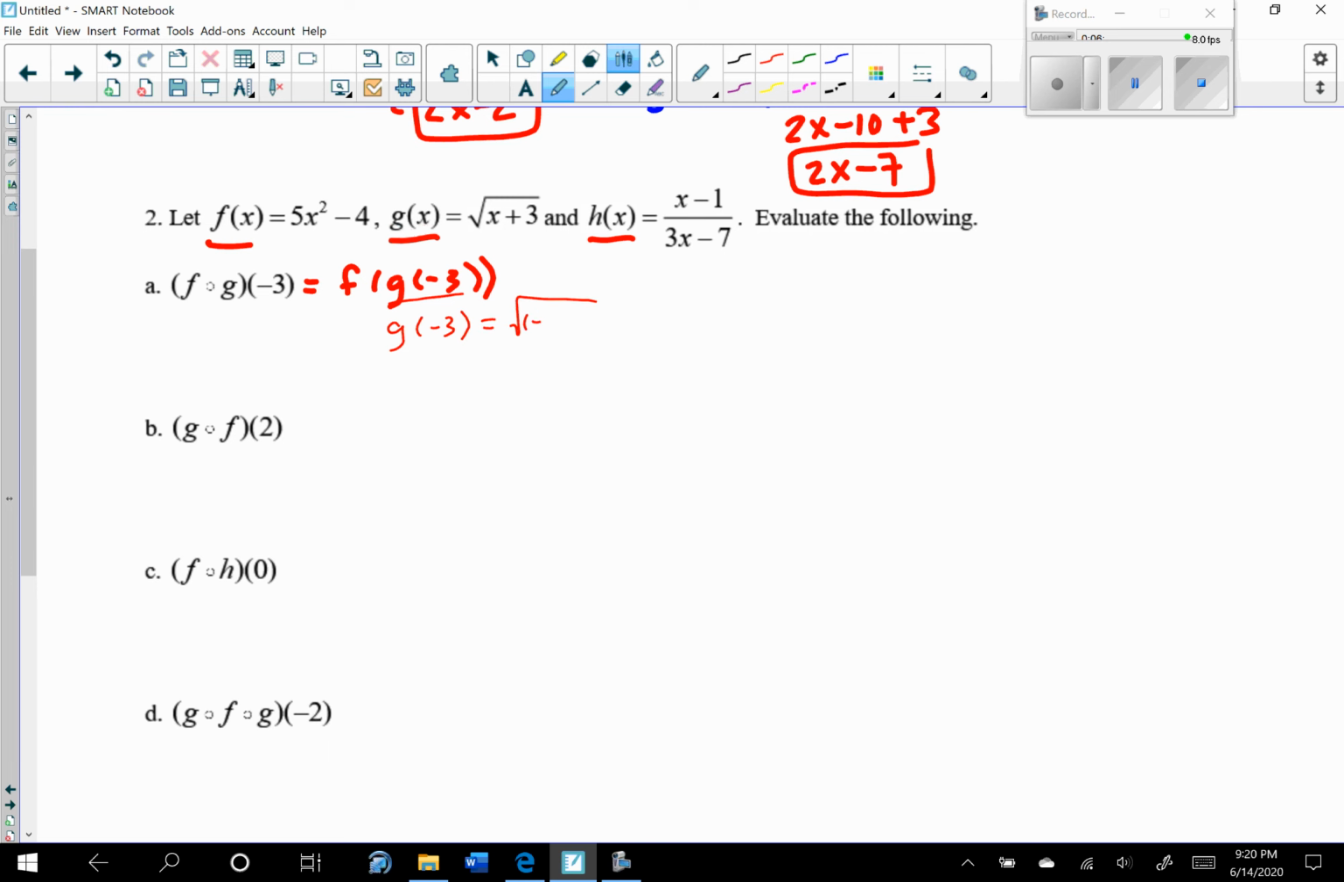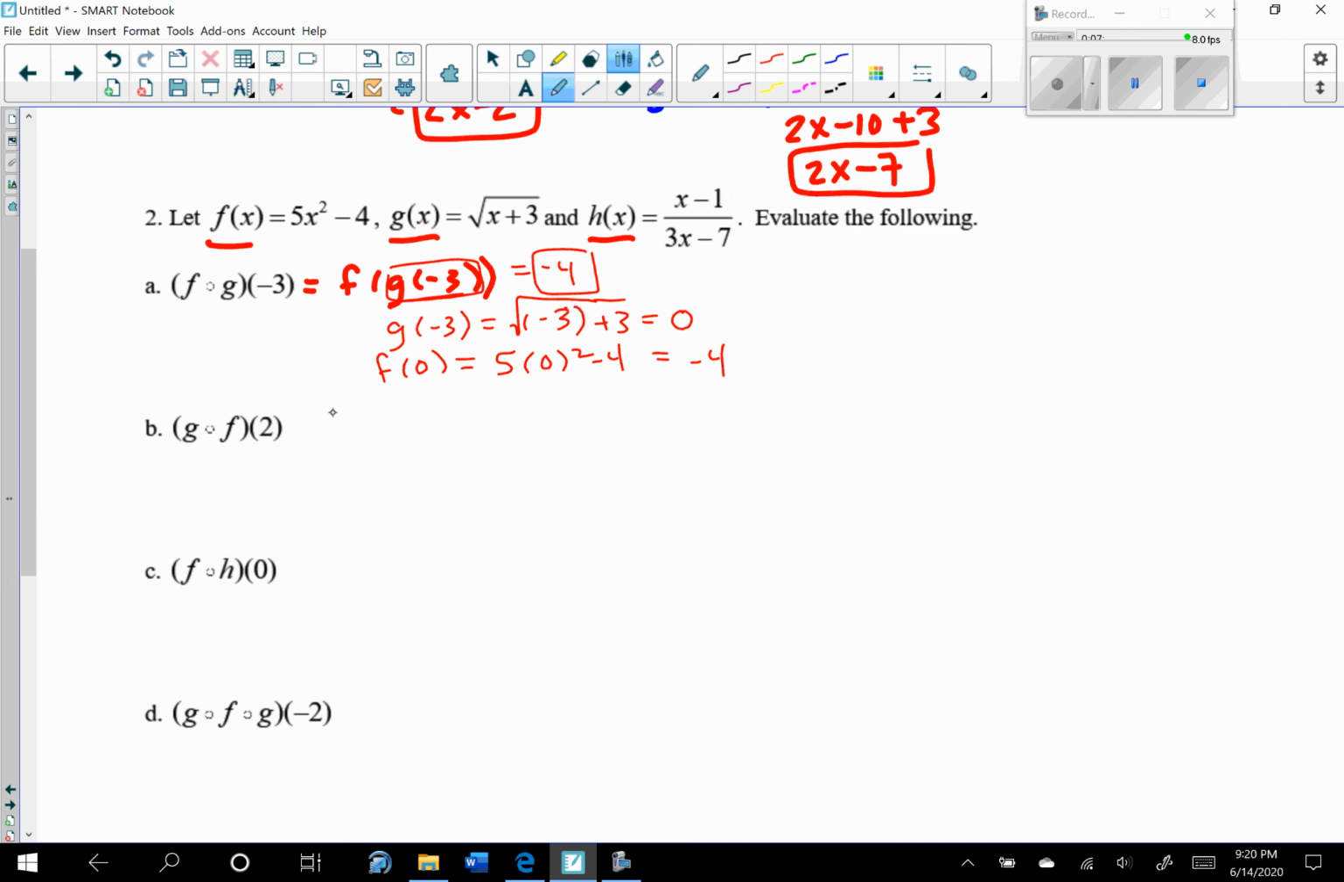So negative 3 plus 3, which is 0, and the square root of 0 is 0. So we have g of 0, and we take that answer because this whole thing equals g of negative 3. So we're taking that out and replacing it with 0. So f of 0 is equal to 5 times 0 squared minus 4, which is 0 minus 4, so negative 4. So this entire composition is equal to negative 4.